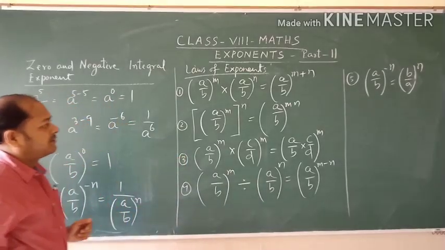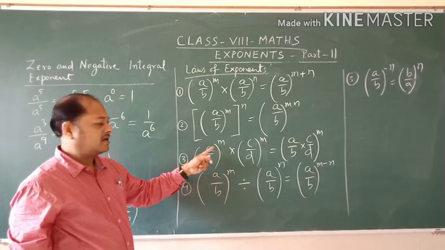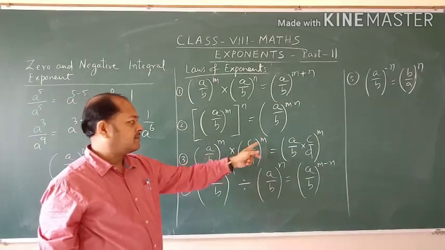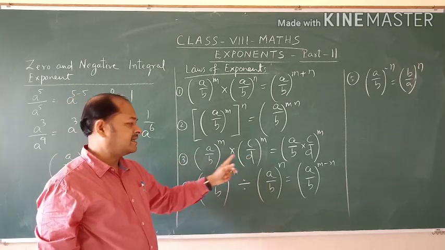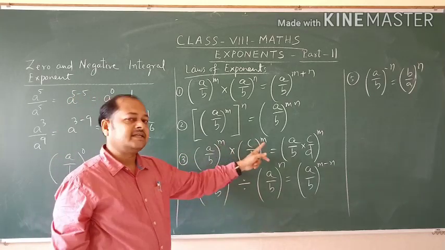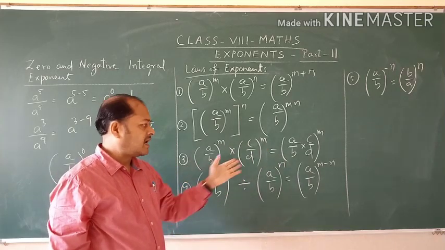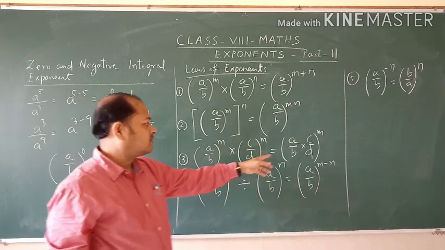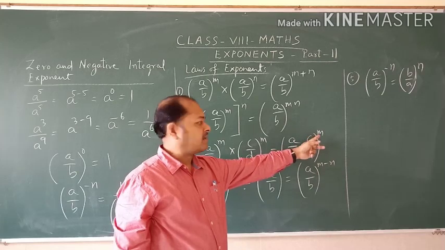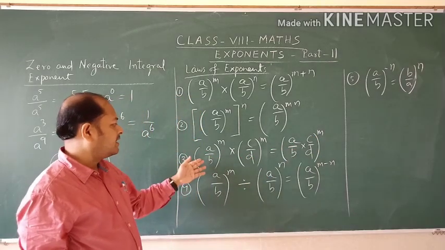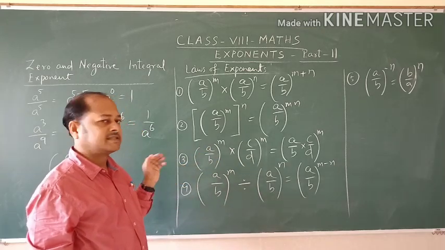Come to the third law of exponents. a upon b to the power m into c upon d to the power m. We see in this case that the fractions are different. The base is different here, but the exponent is the same. If the exponent is the same and the base is different, how can we represent this formula? Let's multiply the bases, and the power is common here. The same common power, I am writing here m. So a upon b into c upon d, the power is m. So this is the third law of exponents.